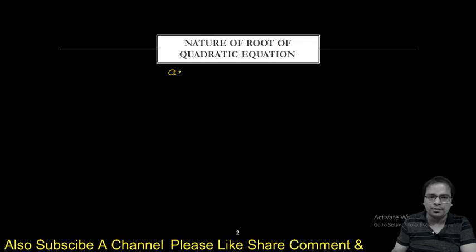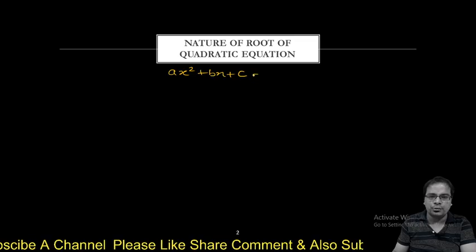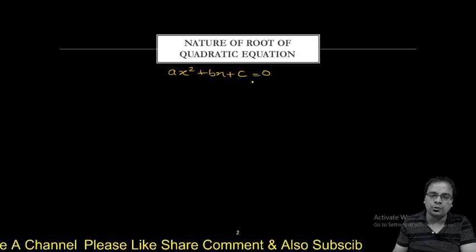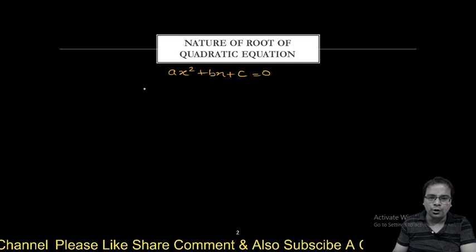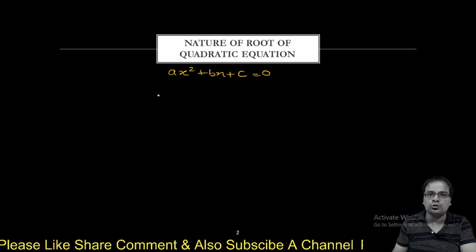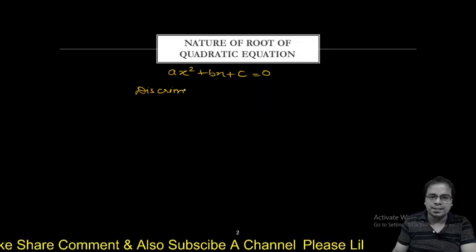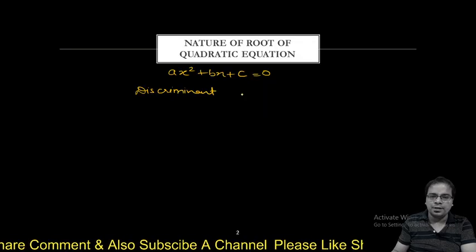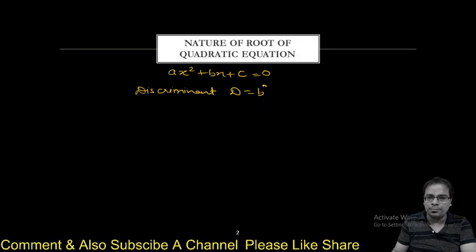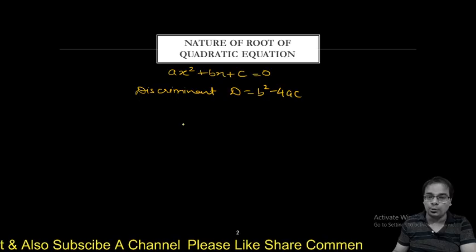Firstly, the standard form of the quadratic equation is ax square plus bx plus c equals 0. Now, if we want to find the nature of the roots of a quadratic equation, we have to use the discriminant formula. The discriminant is represented by D, which equals b square minus 4ac. All the things will be dependent on this D only.